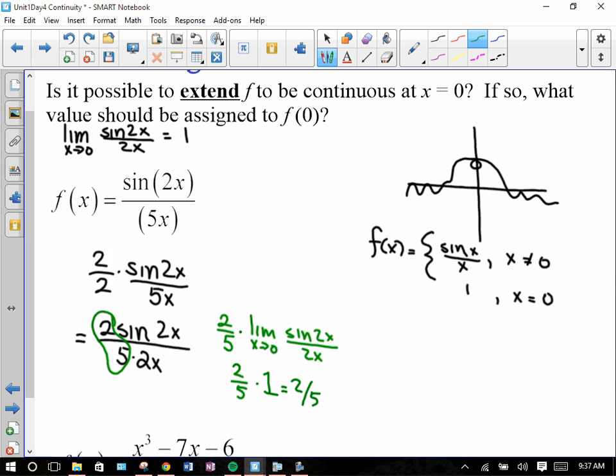Alright, so to write our extended function, we would say f of x is now equal to sine 2x over 5x when x is not equal to 0, and is equal to 2/5 when x is equal to 0. That make sense? Questions?